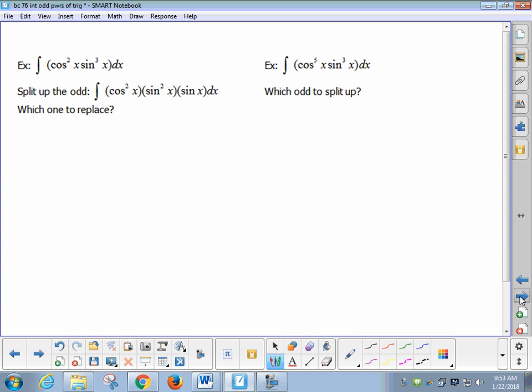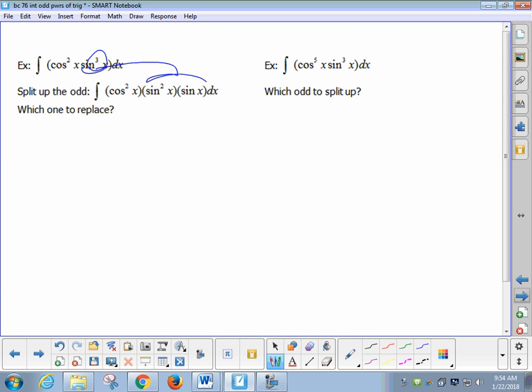Again, gradually getting more complicated. Say you had a mixture of two terms, cosine squared and sine cubed. You should always focus on the odd and let that be the source of your du. So you would start by finding the odd and splitting off a single powered term from the odd, leaving you with an even.